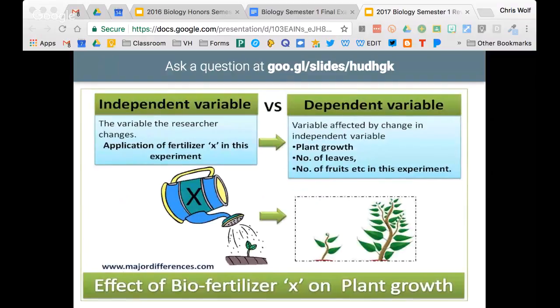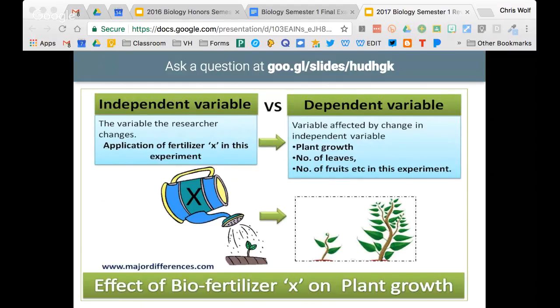And then we also learned a little bit about independent versus dependent variables. Those are very important to be able to identify. The best way to think about it is that the independent variable is the variable that the researcher, the experimenter, is changing. It's the action being taken place. It's what you are doing in the lab. It's what you are manipulating.